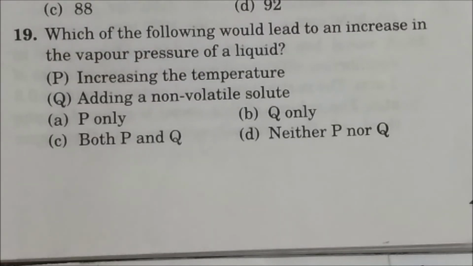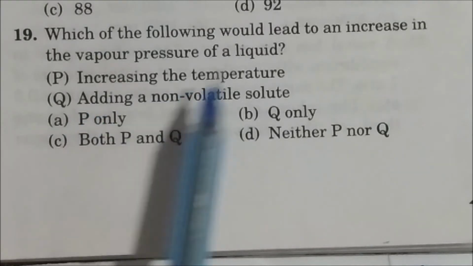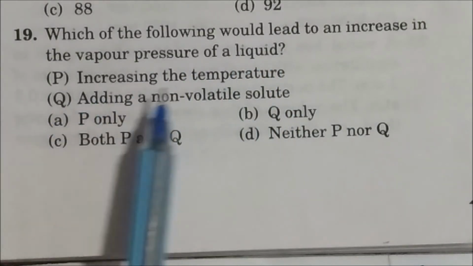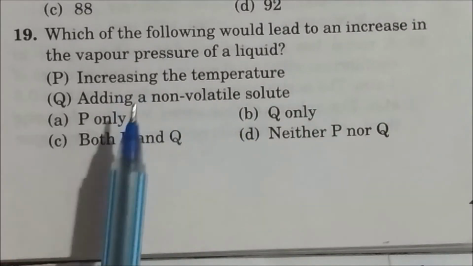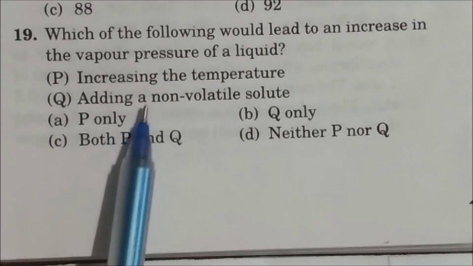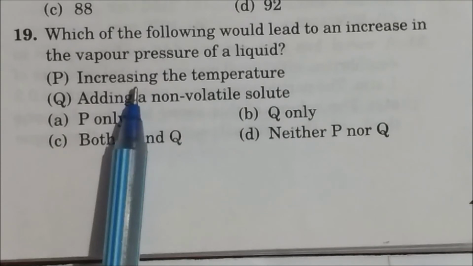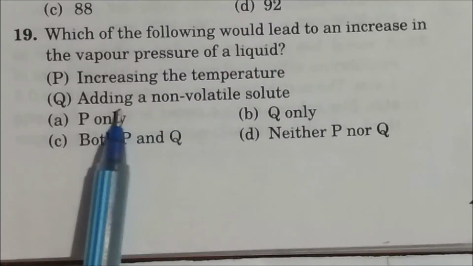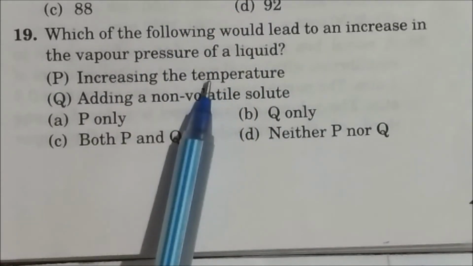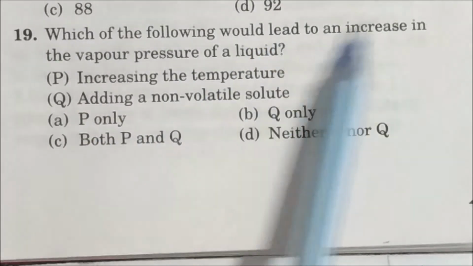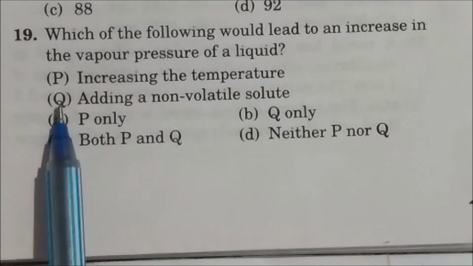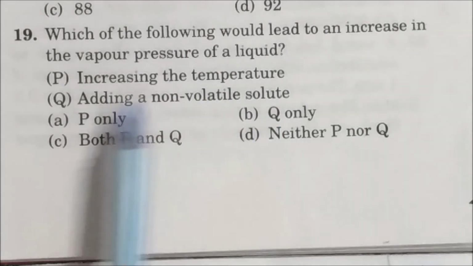Which of the following would lead to an increase in the vapor pressure of a liquid? Either increasing temperature, or adding a non-volatile solute. So definitely if you add a non-volatile solute in any volatile solvent, vapor pressure will decrease. Yes, if you increase the temperature, vapor pressure will increase. So adding a non-volatile solute will decrease it, not increase. So definitely Q is our wrong option, A is our correct option.